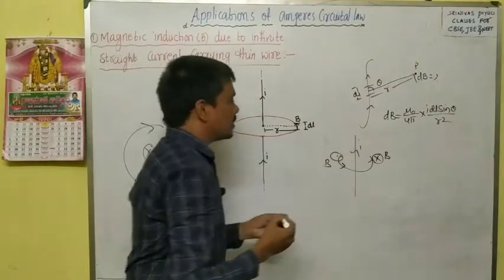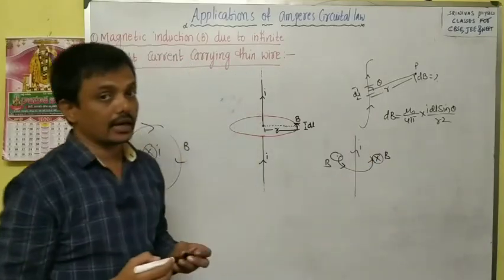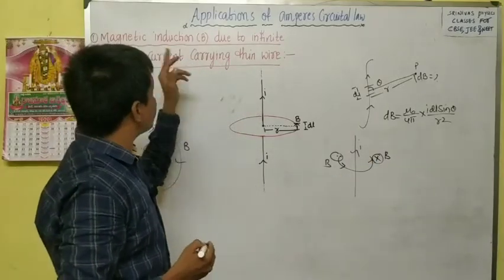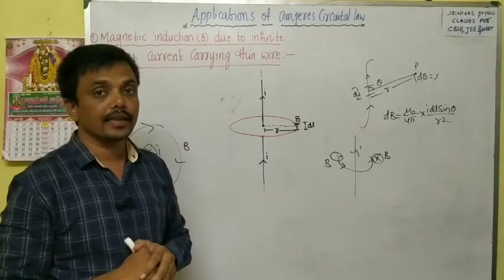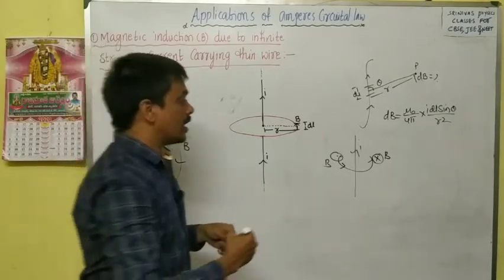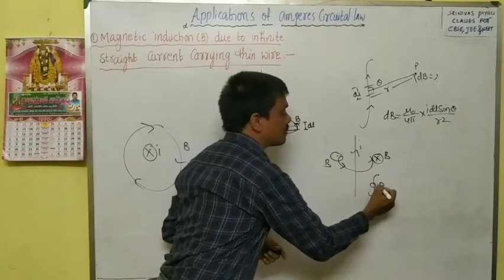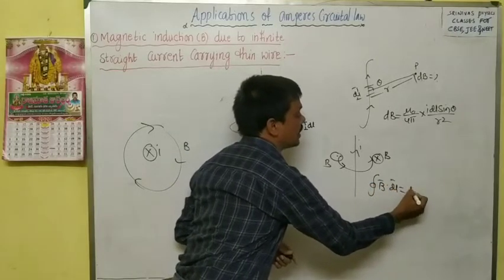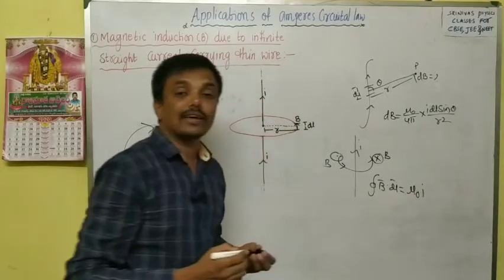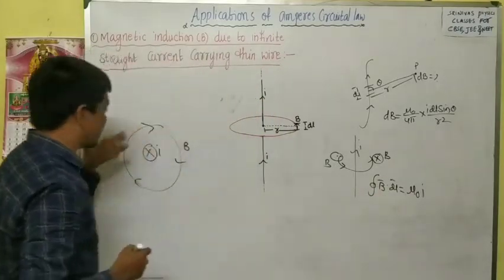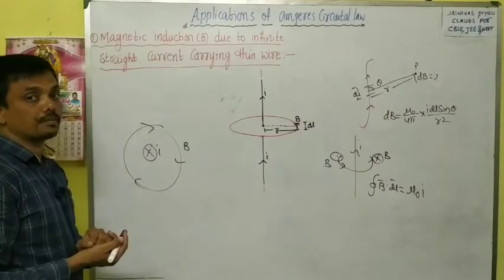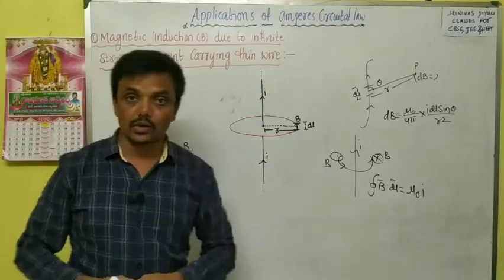And now this field due to the current carrying wire I want to find out by using Ampere circuital law. At that moment we don't take the small element on the wire. Ampere circuital law is that the integration of B bar dot dl bar is equal to mu naught times I. But we have to take the integration along a closed path. That means around the current carrying wire we have to take one closed path. Where do we have to take the closed path?